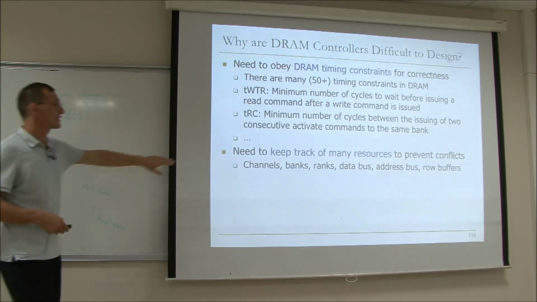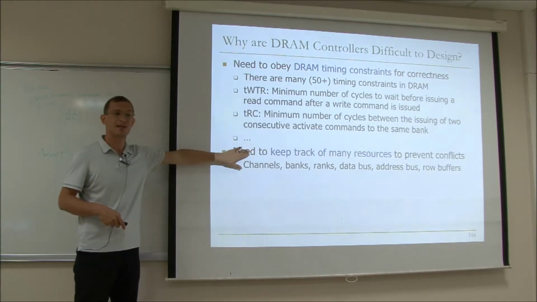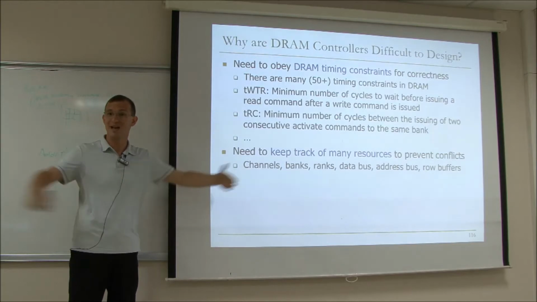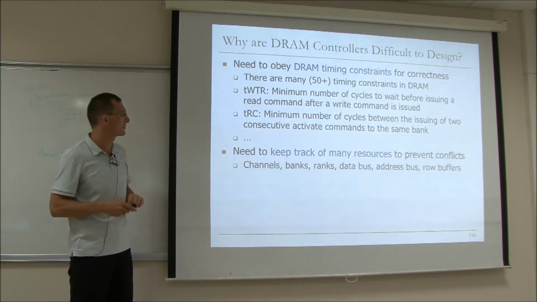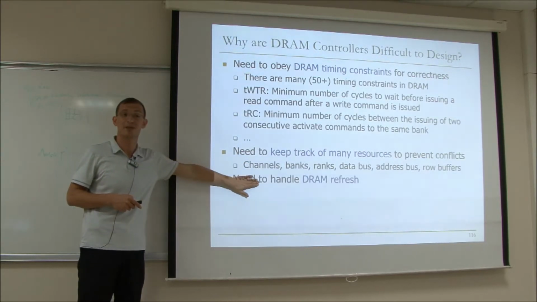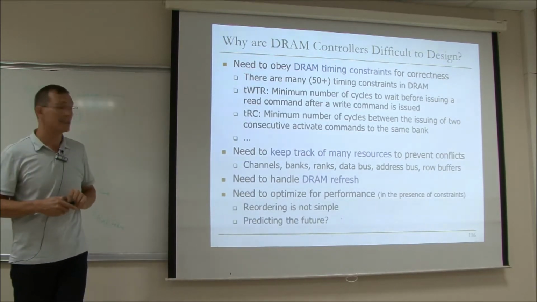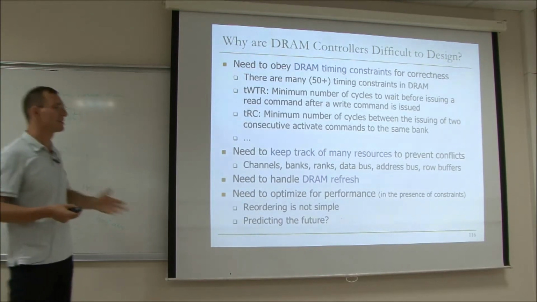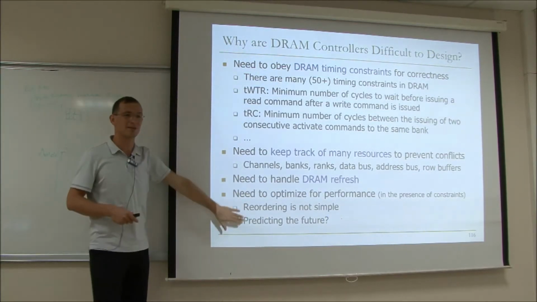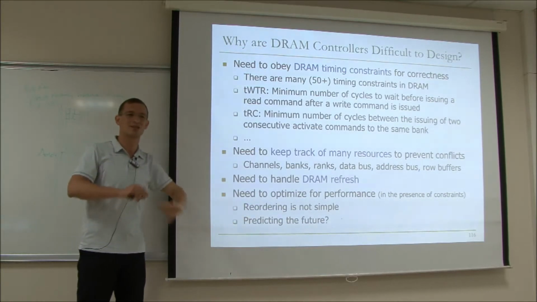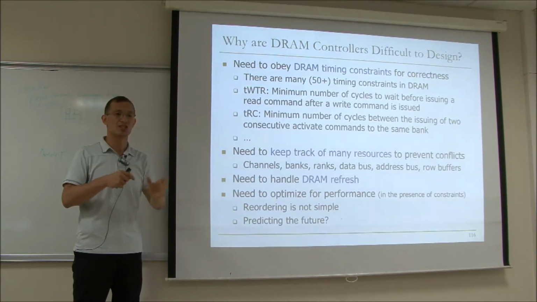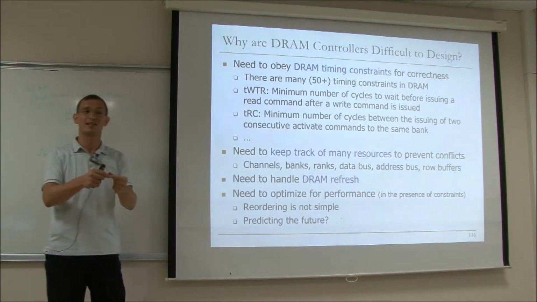The second is they need to keep track of many resources to prevent conflicts, right? All of these dimensions they need to keep track of so that they need to handle DRAM refresh at the same time. And they need to optimize for performance at the same time too, in the presence of all of these constraints. And reordering is not simple, because if you want to figure out which request hits in the row buffer, it's actually a content addressable search.